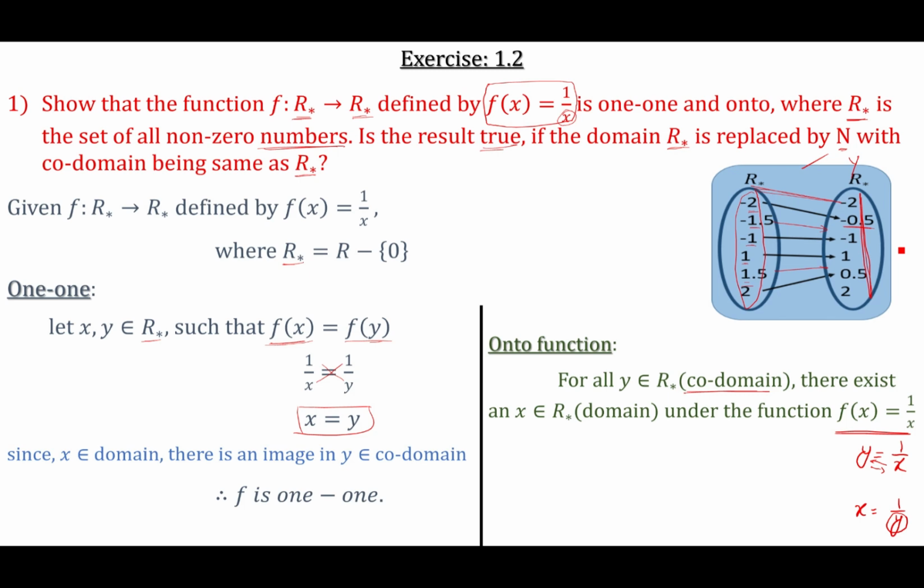in x. You can plug in any value except 0, because the definition said R star. So I'm getting some image. That is what I said. For all y belonging to the codomain, there exists an x belonging to R, under the function f of x equals 1 over x. That means the given function is an onto function.